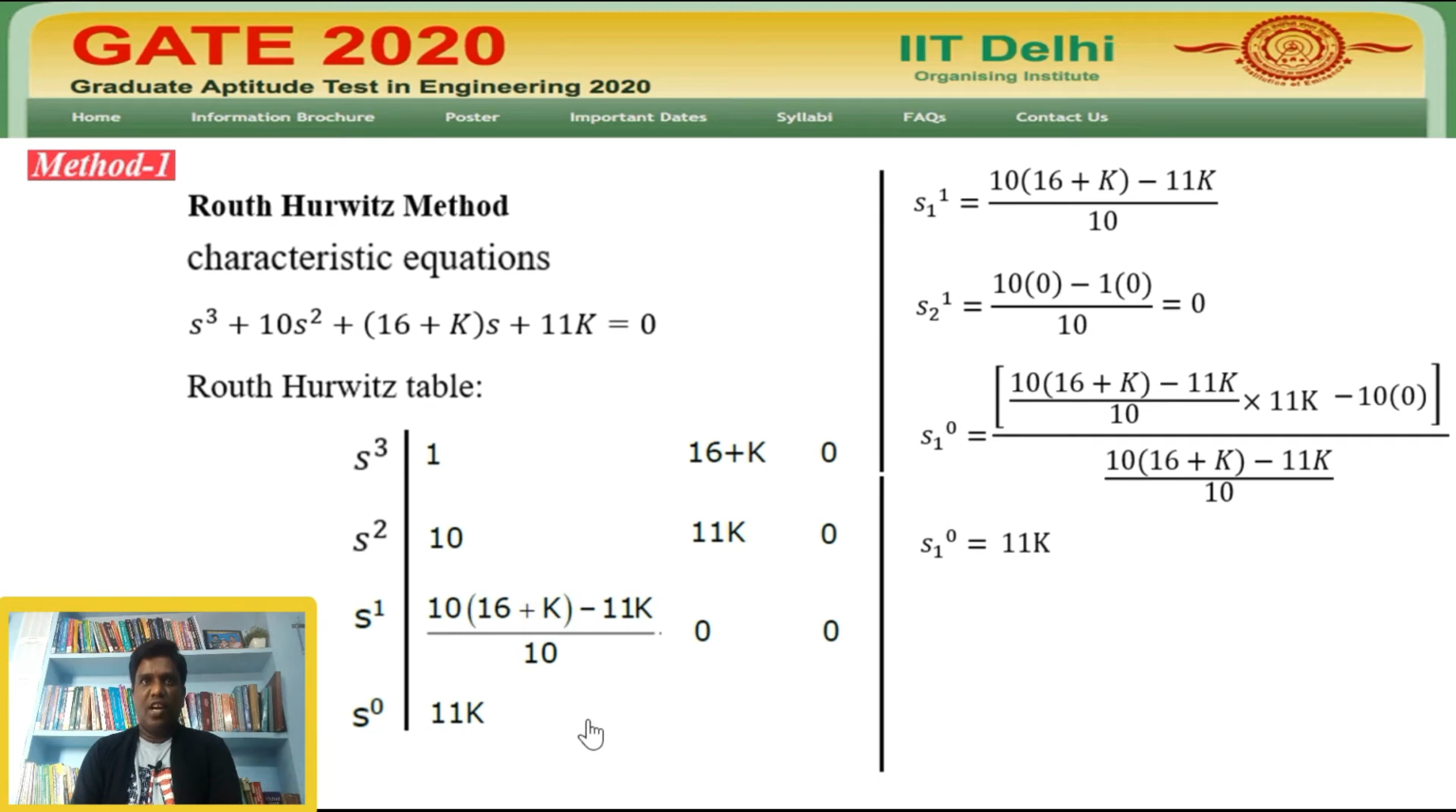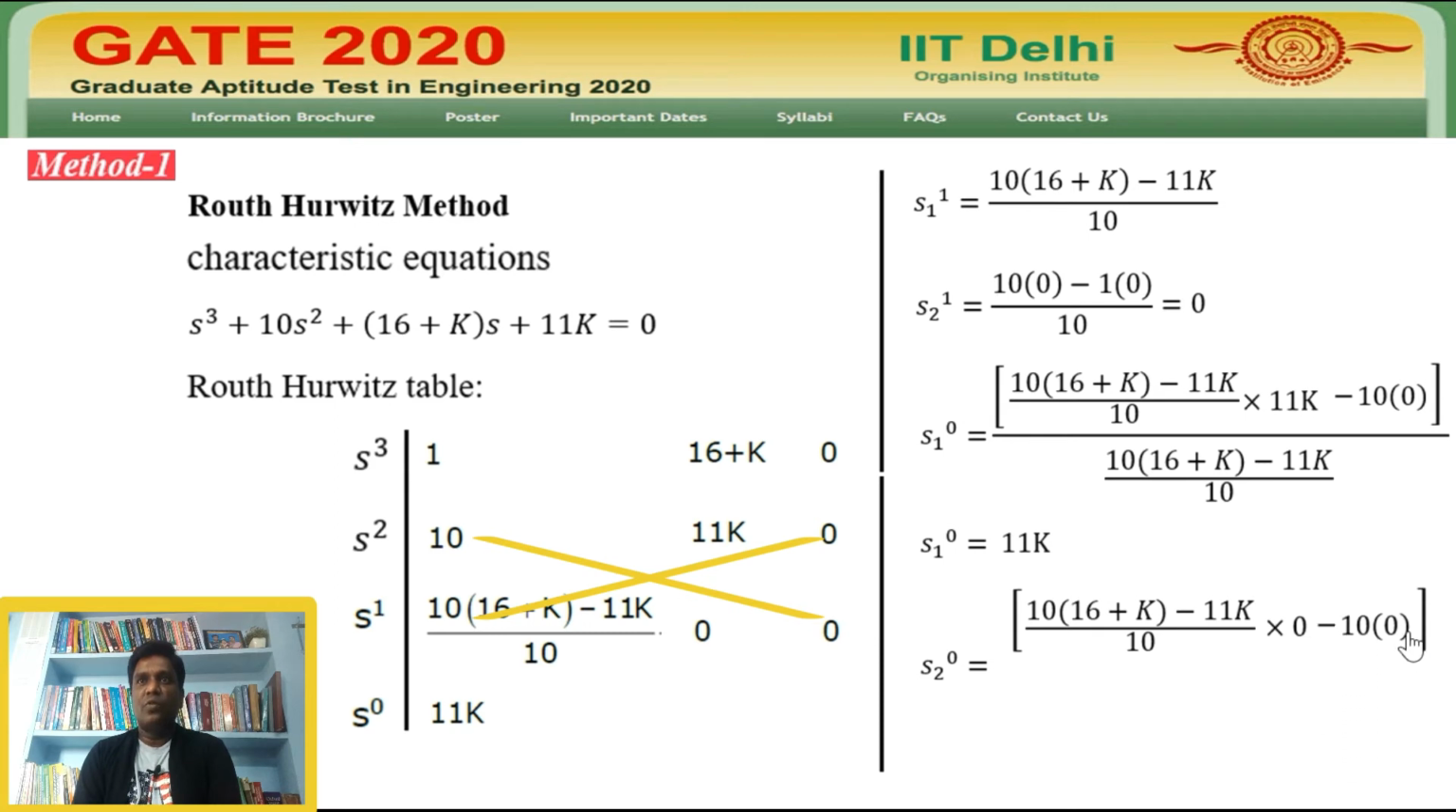Next, the final row and second position, the S power 0 row and second position, the S2 power 0, can be filled by matrix multiplication of the previous two rows' values in this manner, divided by the third row's first position, which is 10 into 16 plus k minus 11k divided by 10. Then S2 power 0 equals 10 into 16 plus k minus 11k divided by 10 into 0 minus 10 into 0, and the whole divided by 10 into 16 plus k minus 11k divided by 10.